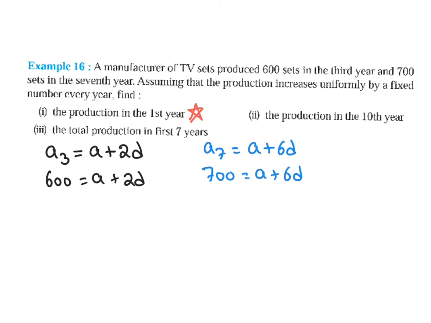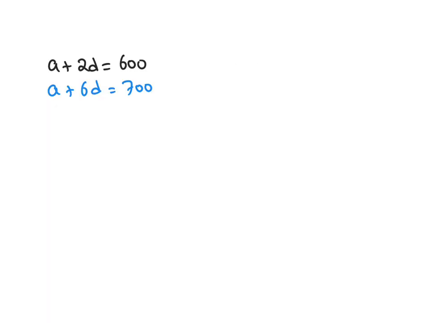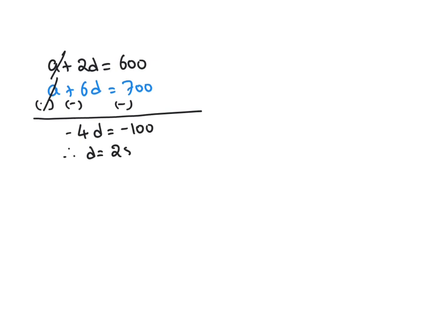Now these two form a pair of simultaneous equations which we have learned how to solve. Let's solve them in case you have forgotten. So we have these two equations, a plus 2d is equal to 600 and a plus 6d is equal to 700. Let's solve this by the method of elimination. So we change the signs of the lower equation. We have learned in detail all this. Plus a minus a cancels. Minus 4d is equal to minus 100. Therefore, d is going to be equal to 25.